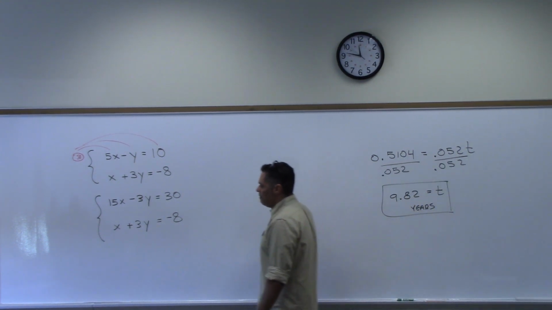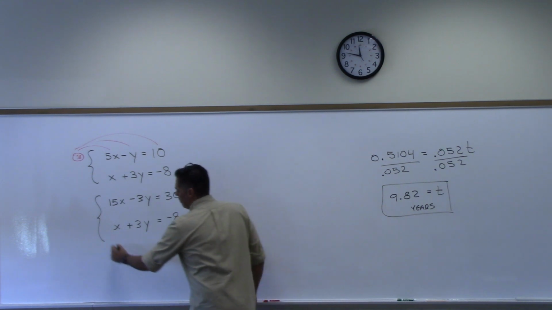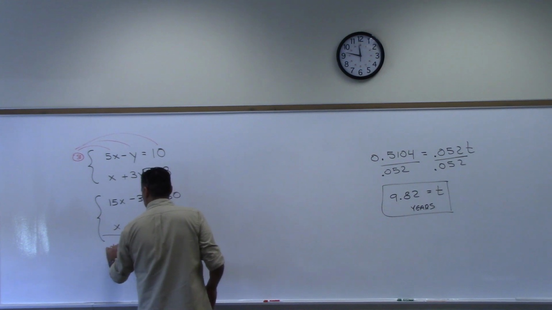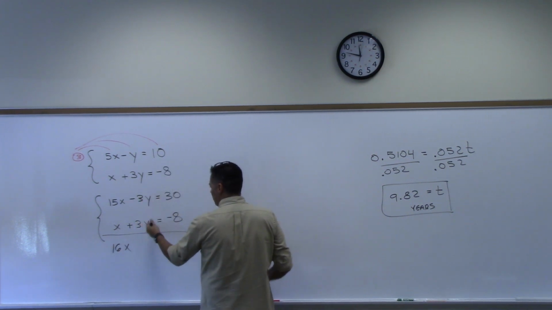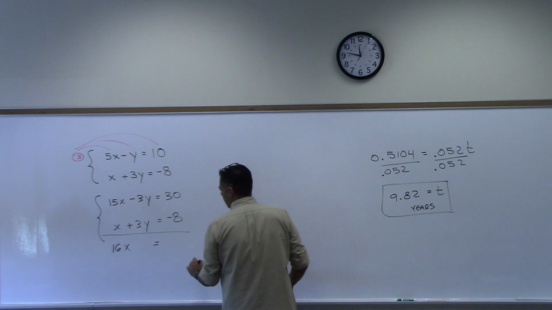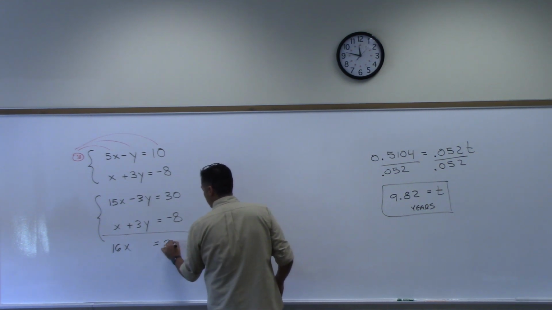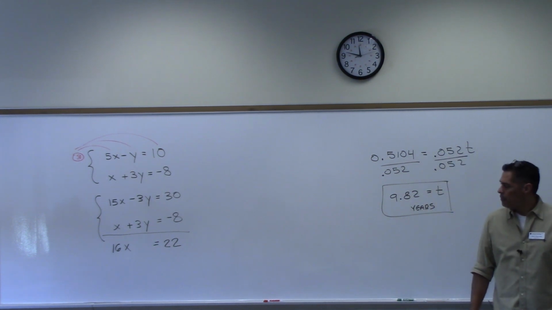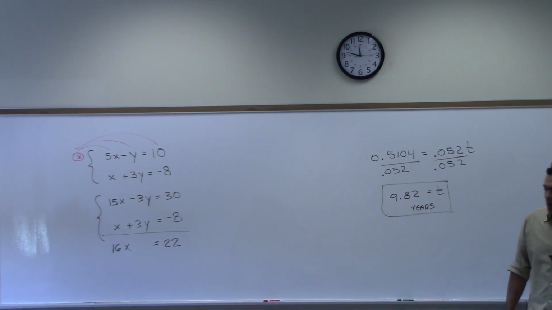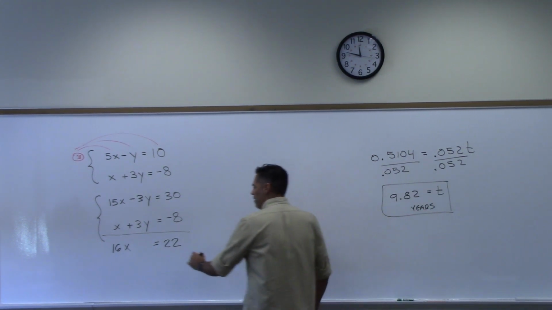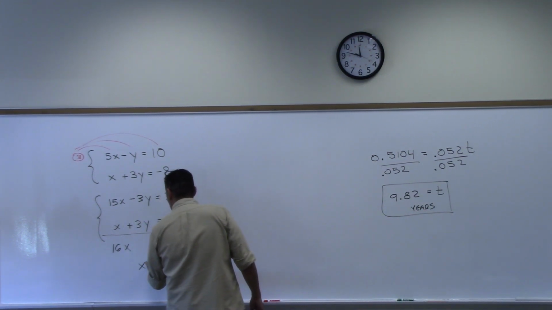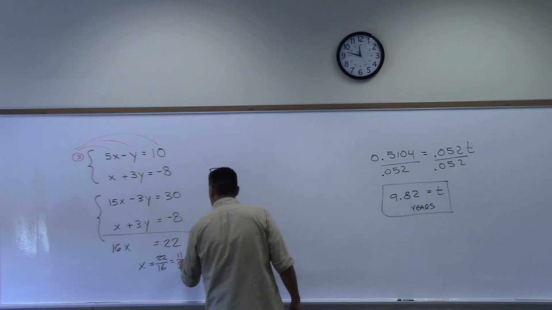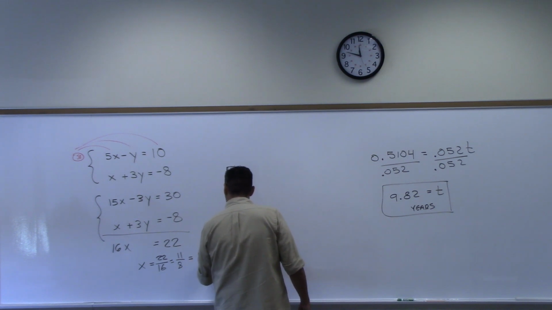After we've done that, what now? Yep, add them down, right? Just add down and see what you get. 15x plus x is 16x. The y's will cancel, that's by design. And then over here we get 22. 30 take away 8, 22. And then you divide by 16, you've got your x. And we can go ahead and get it as a decimal if you want. What's 22 divided by 16? 11 over 8. 1.375.